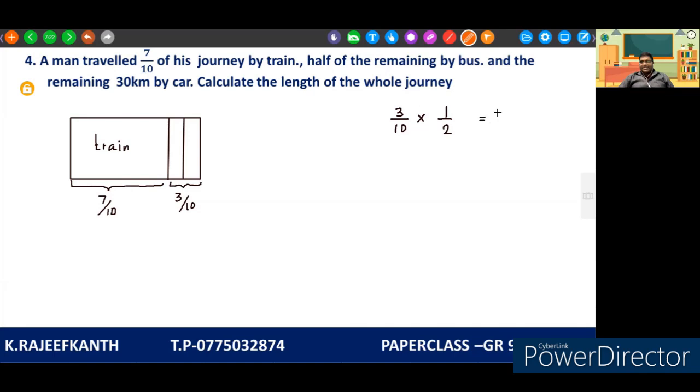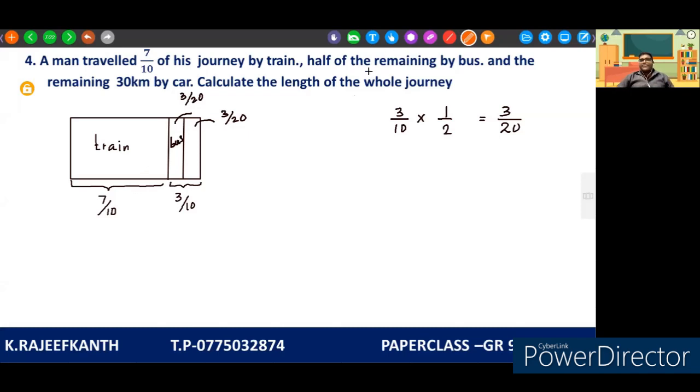So 3 times 1, 3, 2 times 10, 20. Then this part is 3 over 20. So the remaining portion is also 3 over 20, because this is the half of the remaining portion. No? Here the remaining portion is 3 over 10. If the half value is 3 over 20, then the other half value is 3 over 20. No? So then the sum will be 3 over 10. Here this is 3 over 20. This is also 3 over 20. Here we are traveling by bus.